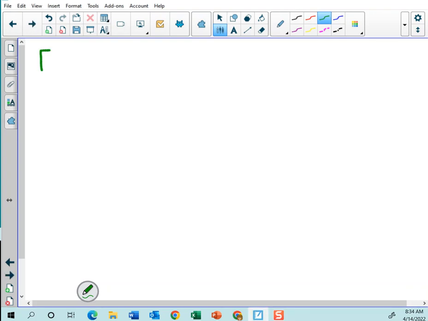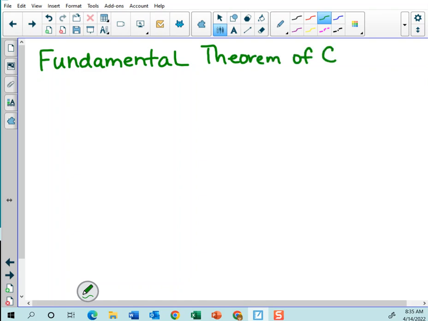All right, so fundamental theorem of calculus. Sounds super scary and stressful. Anything with the word theorem just makes you like, theorems. Hey, theorems are just the mathematical rules, mathematical things that are true.